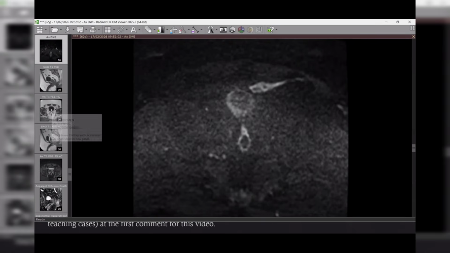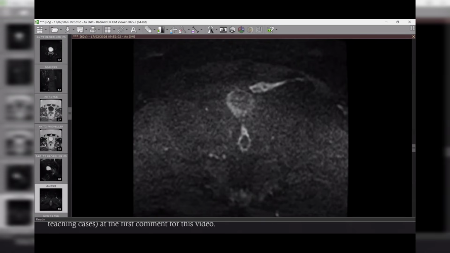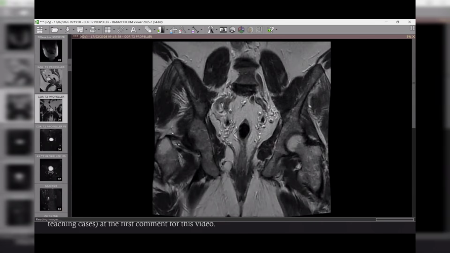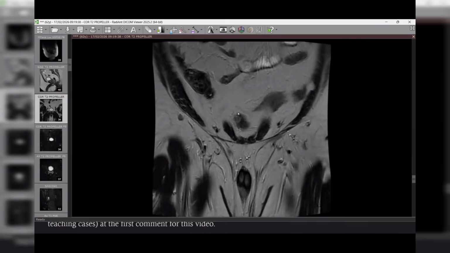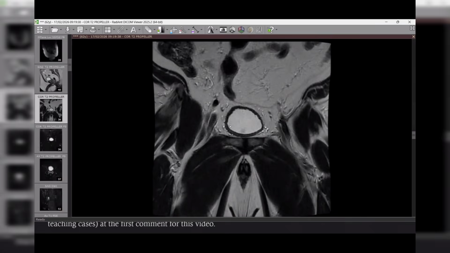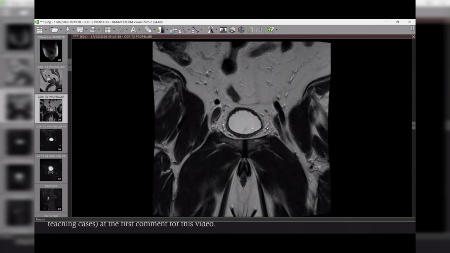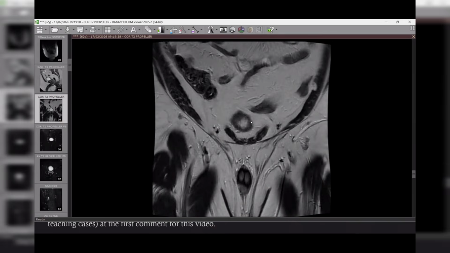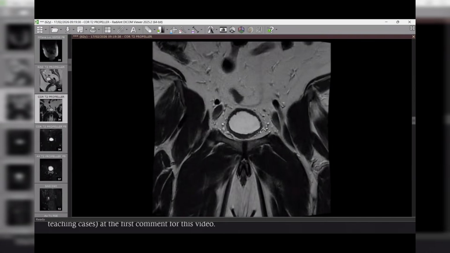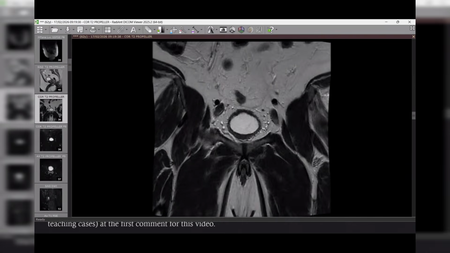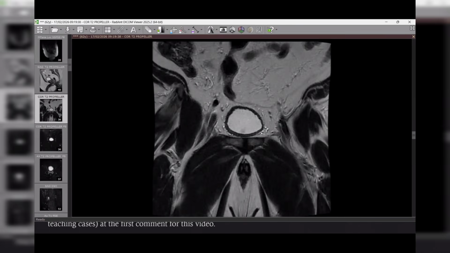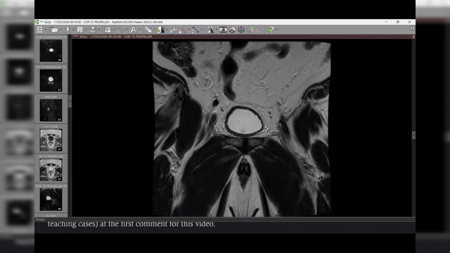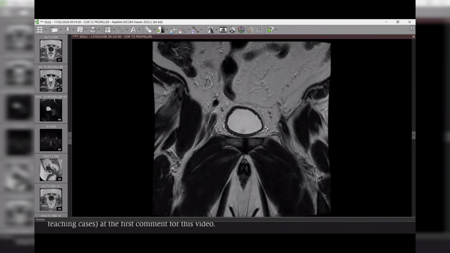Okay. Let's return back to the coronal T2. Is there anything in the dome of the urinary bladder or not? I think I don't have any masses in the dome or superior wall of the urinary bladder. Okay. So then I will rule out the cause of this urinary bladder thickening. I will look at the prostate and the base of the bladder to rule out any evidence of chronic obstruction. Okay.